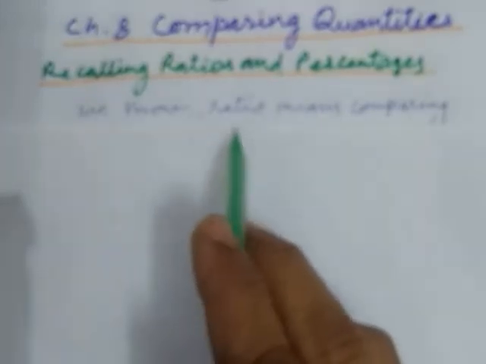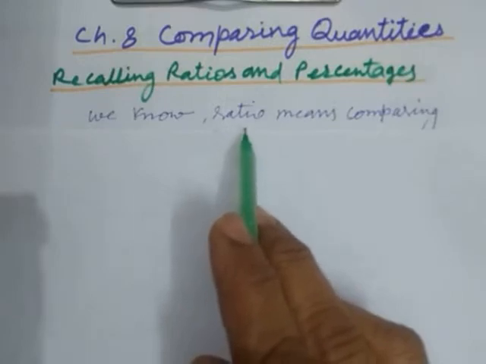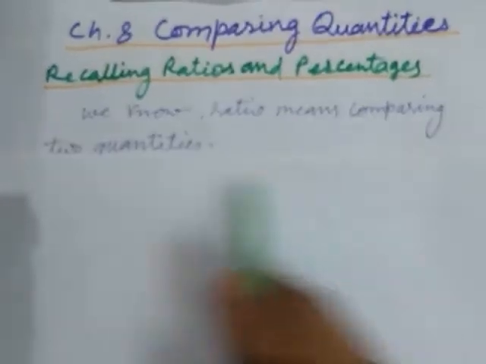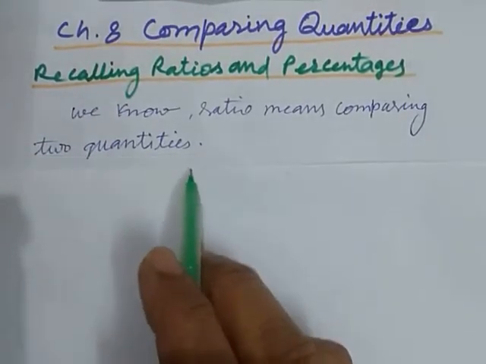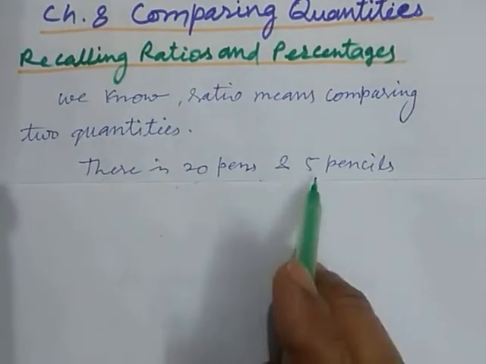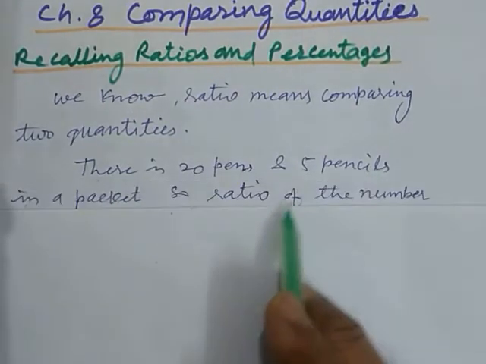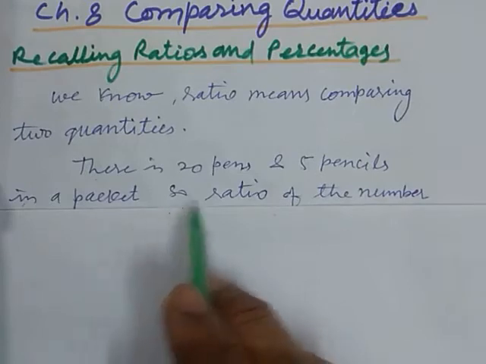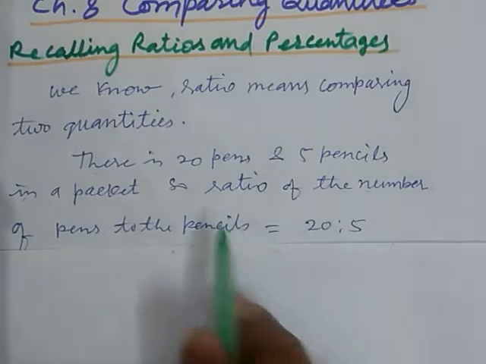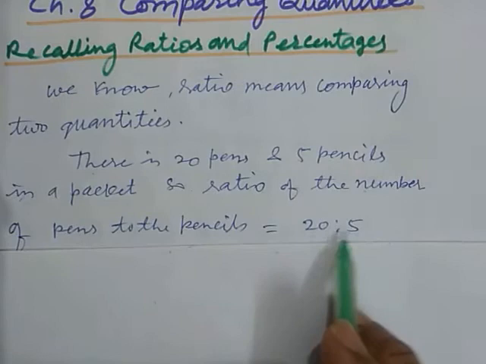In previous classes, you learned ratios and percentage, so we just recall them. We know ratio means comparing two quantities, okay? We take an example. There are 20 pens and 5 pencils in a packet. So, the ratio of the number of pens to the pencils: here the number of pens is 20 and pencils is 5. So the ratio is 20:5.